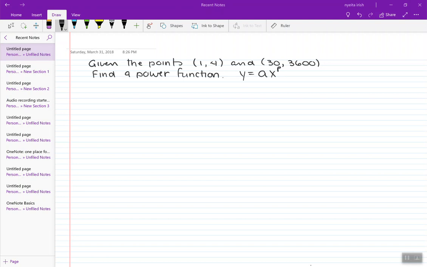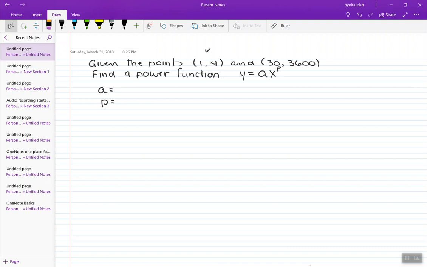Given the 2 points, (1, 4) and (30, 3600), you want to find a power function. Remember, the general form for a power function is y equals ax to the p. So your goal is to find a and find p, and plug those in, and that's your power function.